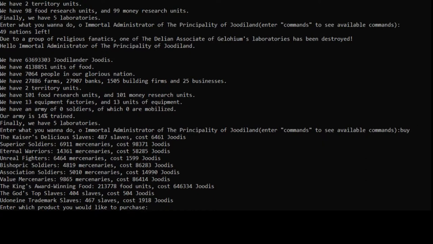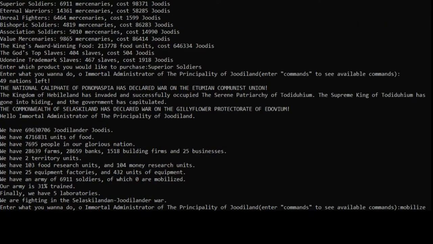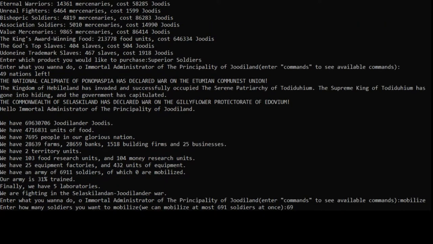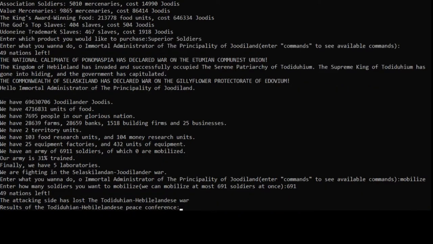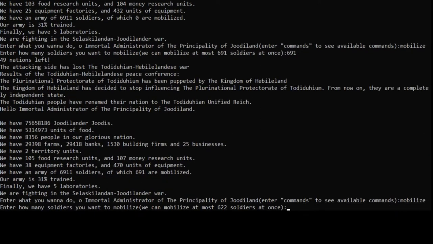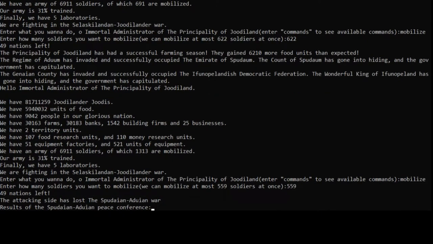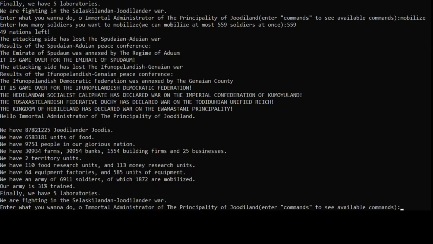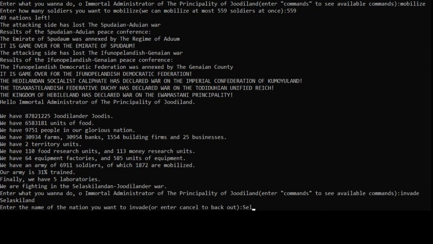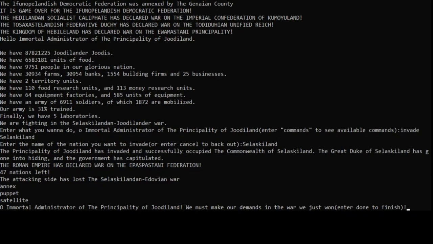So, who should we buy? That's a lot of mercenaries. Why don't we buy superior soldiers? The Silaskilandans have decided to invade. We have to mobilize. Yes, we have to mobilize as many troops as we can. And training level, it's only 31%. And that means the soldiers will attack with only 31% of the possible power they have, but that didn't stop us from conquering Silaskiland.